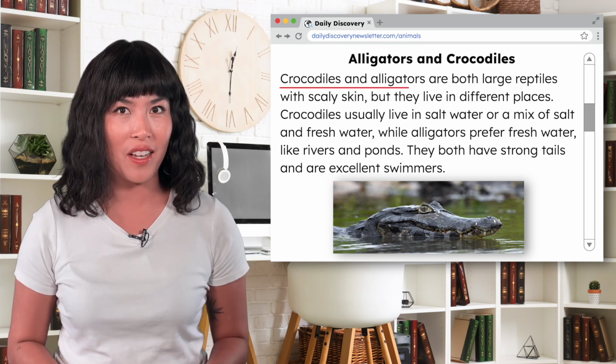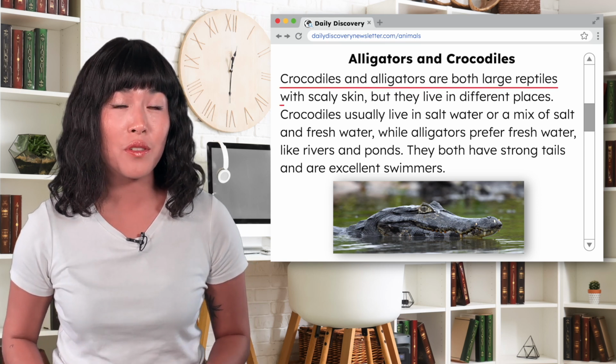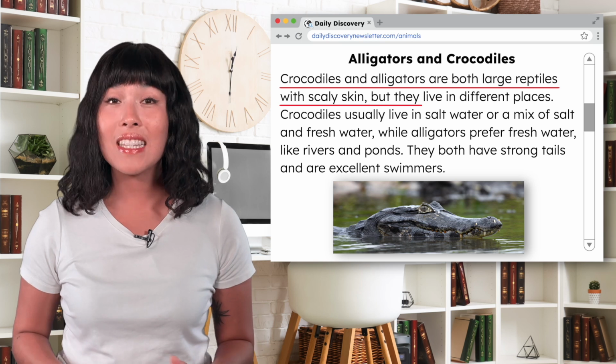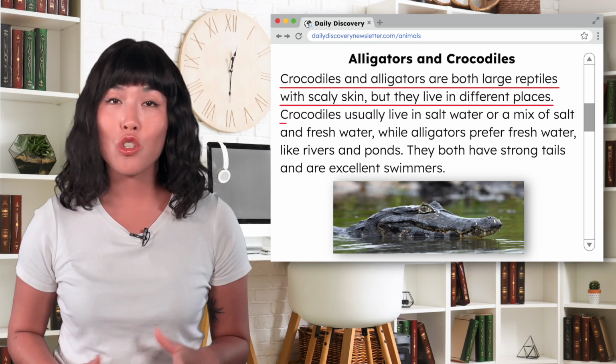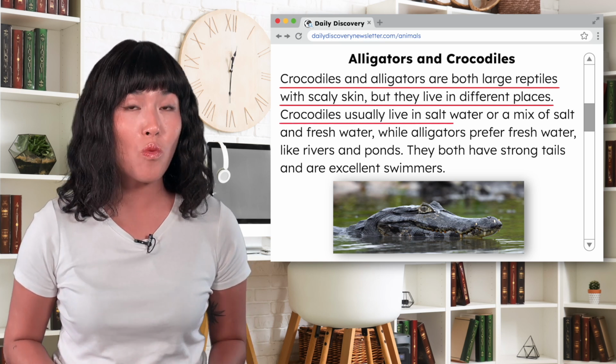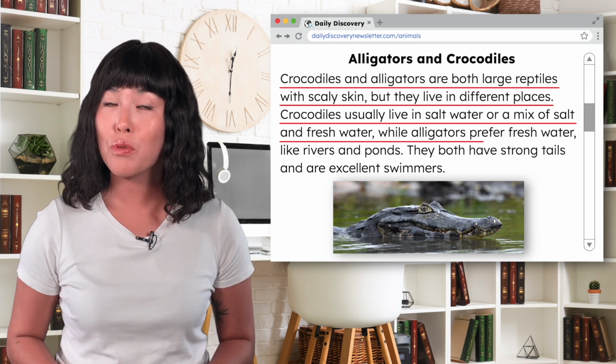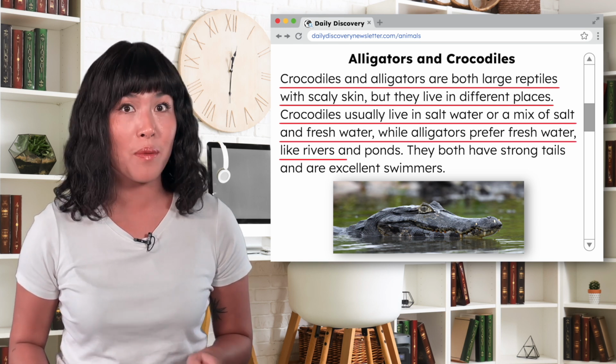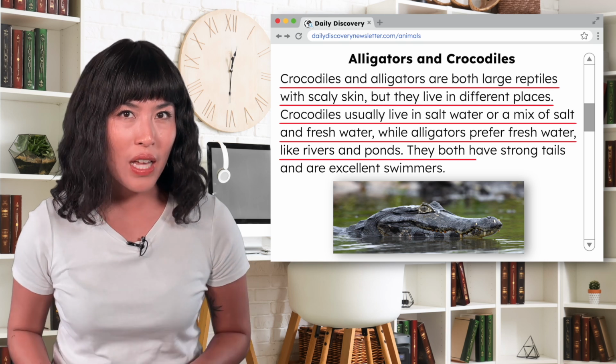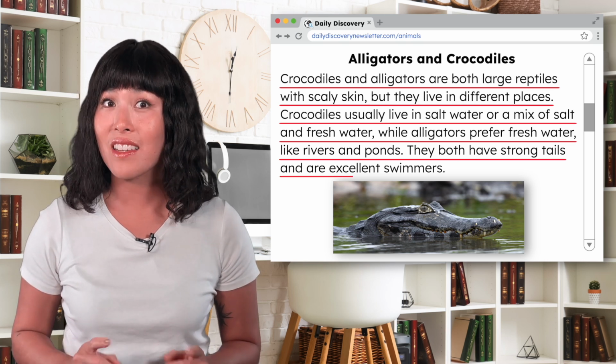Crocodiles and alligators are both large reptiles with scaly skin, but they live in different places. Crocodiles usually live in salt water or a mix of salt and fresh water, while alligators prefer freshwater like rivers and ponds. They both have strong tails and are excellent swimmers.